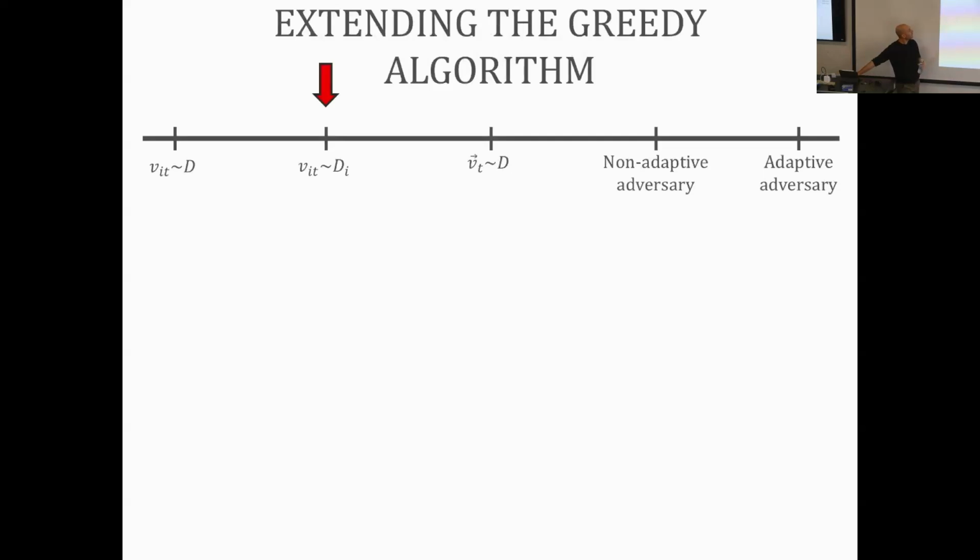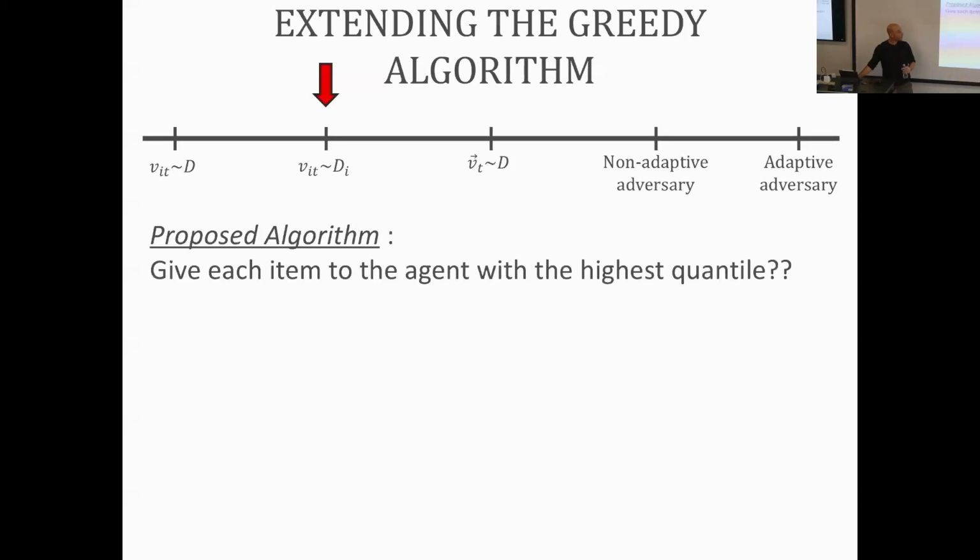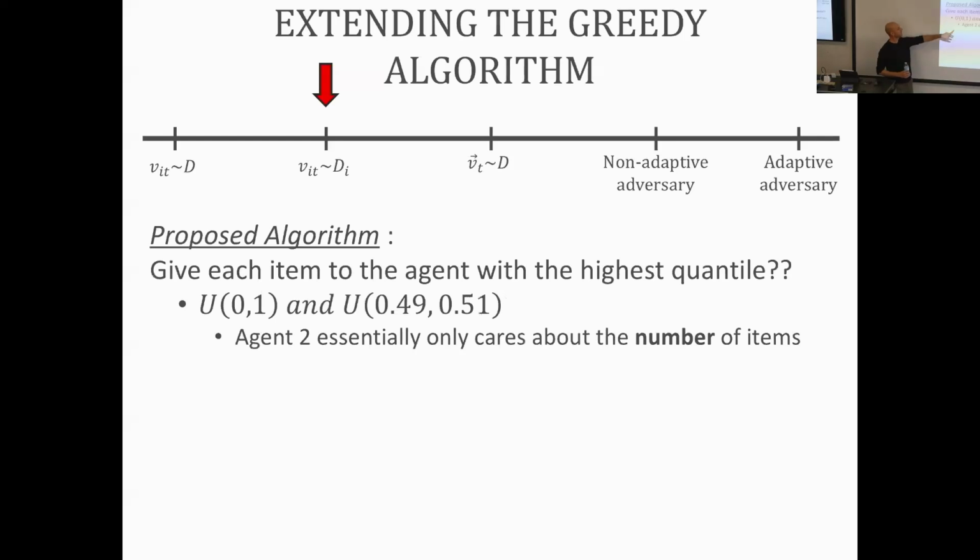What about over here? Every agent draws from their own distribution. The same idea doesn't work, right? Because I might be drawing from uniform 0, half. You might be drawing from uniform half, 1. Now you'll get everything. Okay, maybe quantile space would work. Give it to the agent with the highest quantile. That doesn't quite work either. Think of uniform 0, 1 and uniform half plus minus epsilon.